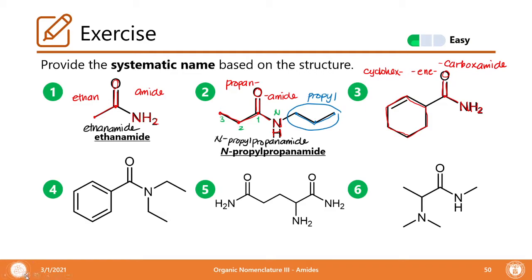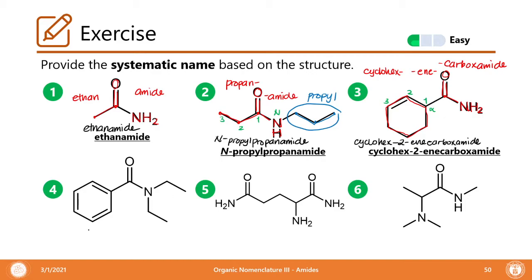And then when we do the numbering, we have position 1 at the alpha position, 2, and then 3, and so on. So we have cyclohex-2-ene, okay, no numbering, carboxamide. Okay, so cyclohex-2-ene carboxamide.